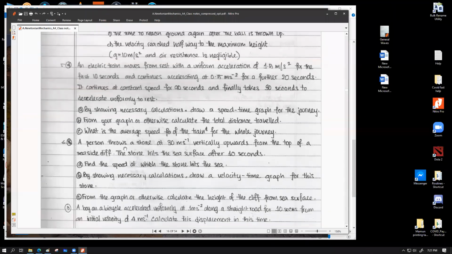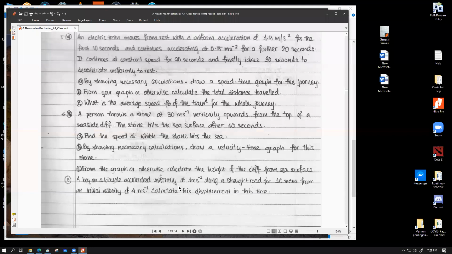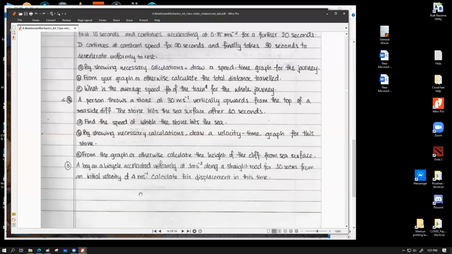Where is number 3? Oh, number 3 is here. Okay, let's try number 3. A boy on a bicycle accelerated uniformly at 1 meter per second square along a straight road for 10 seconds from an initial velocity of 4 meters per second. Calculate his displacement in this time.